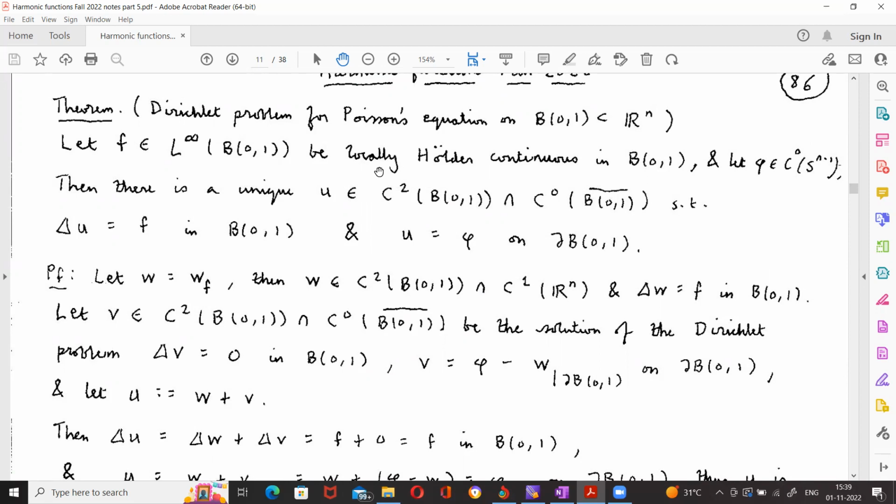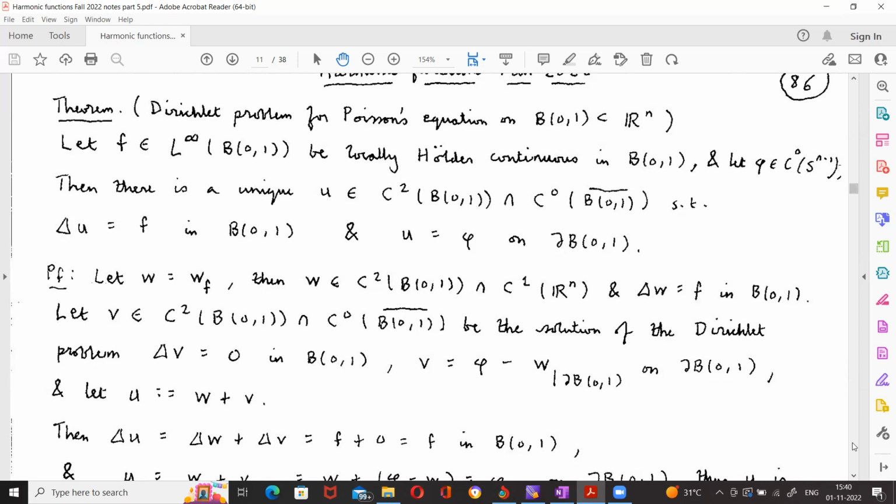So here we took F to be locally Holder continuous and bounded on the unit ball, and phi was in fact just continuous on the boundary. Then we got that there is a unique U which is C2 in the ball and C0 on the closure, such that Laplacian U is F in the ball and U is phi on the boundary. And so we've already done this.